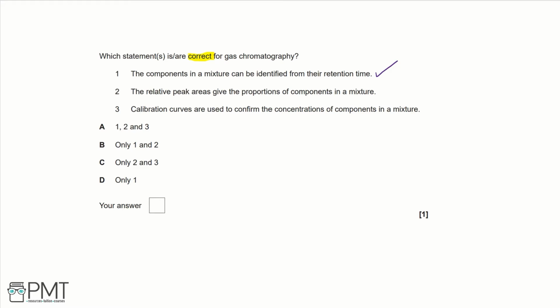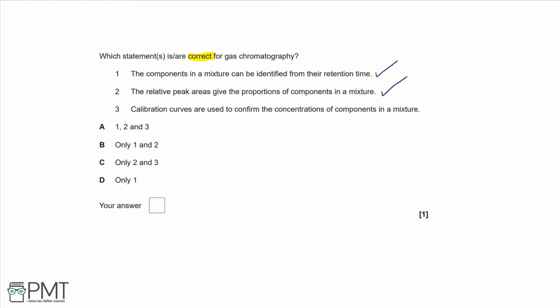Then if we look at relative peak areas give the proportions of components in a mixture, this is also correct. It might not be very clear when you get a gas chromatogram, because if you've got different peaks, then you might think that the highest peak is going to have the biggest area. That's not always the case, and working out these areas and integrating the peaks to get an area is how you work out the proportions of the components. It's often used in the drinks industry to work out how much alcohol is in different things, for example.